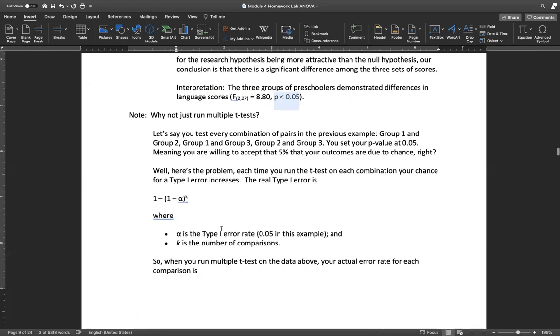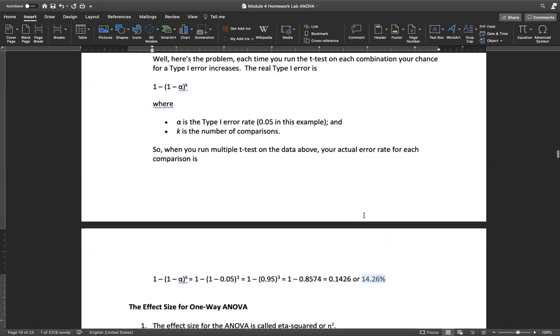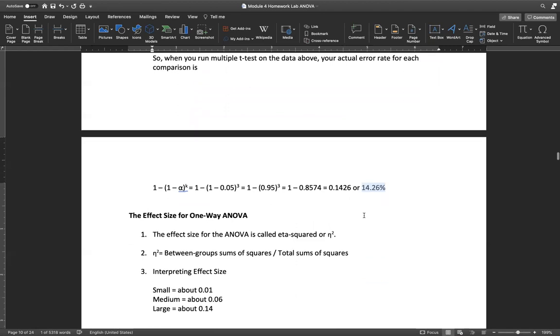Okay. Sometimes people ask, why can't I just run multiple t-tests? Well, if you're running them on the same data, every time you run on that data, you increase the type 1 error. In this particular case, we would put a 3 here because that's our k, so 1 minus (1 minus the alpha) to the power of 3. That gives us a 14% significance level, which we know far exceeds the 0.05, so that's unacceptable. Therefore, we can't run multiple t-tests on our data.